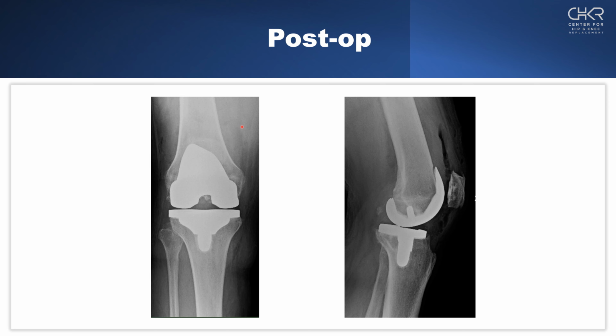Then when we look at the postoperative x-ray, I want to make sure that I'm in a neutral alignment, and then I have a symmetric space between the femur and the tibia. And then when I look over at the lateral, make sure I maintain my posterior offset and overall good alignment.